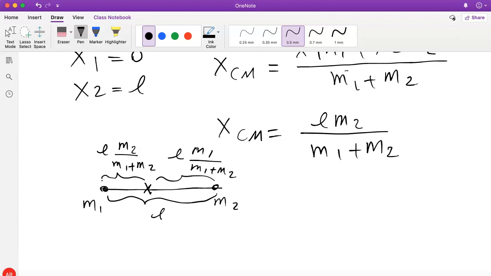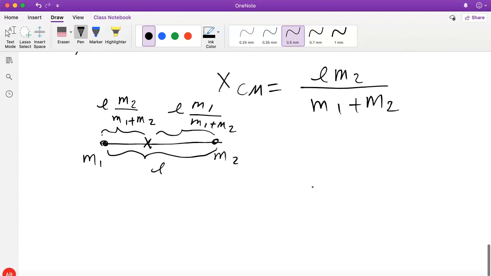Now we can check a few things, some sanity checks. When M1 is equal to M2, these two distances are the same. That's quite natural and expected. The center of mass will be right in the middle of the two masses.